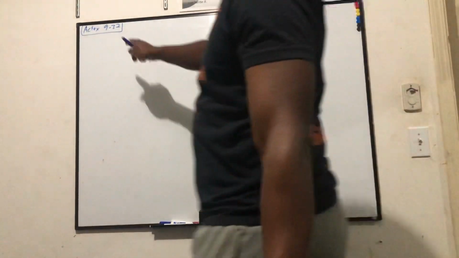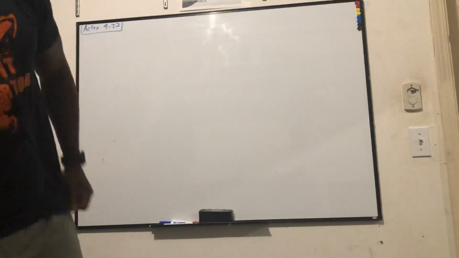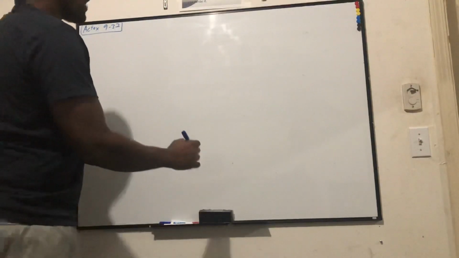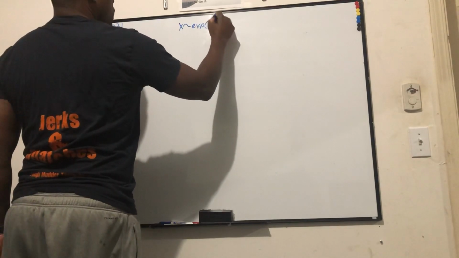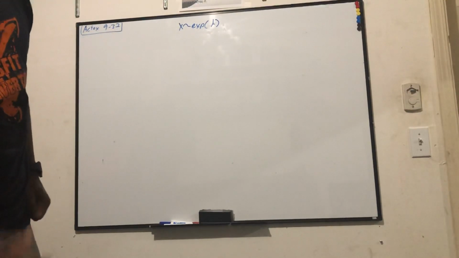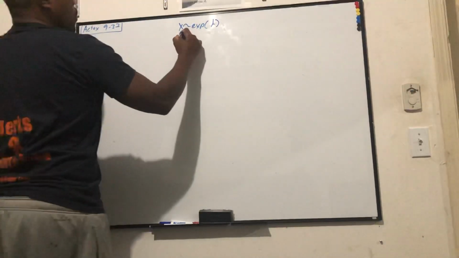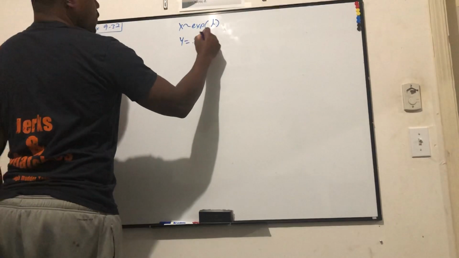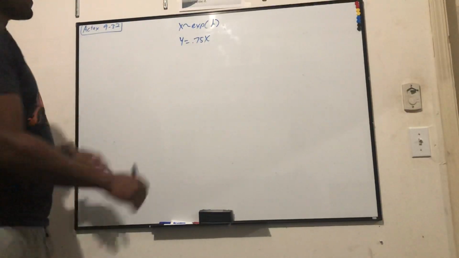Okay, this is Actex 932, and it states that for a certain type of insurance policy, the actual loss has an exponential distribution with the mean lambda. So X is exponential with lambda, and that's your loss. An insurer pays 75% of the loss that occurs. So we know Y is equal to 75% of X. So whatever the loss amount is, the payout will be Y.